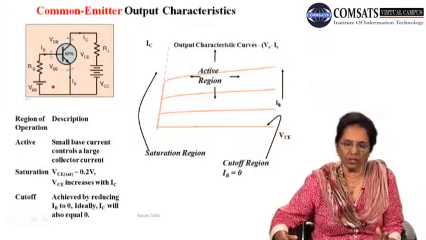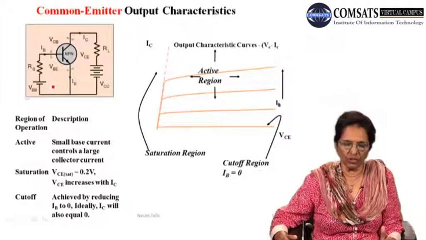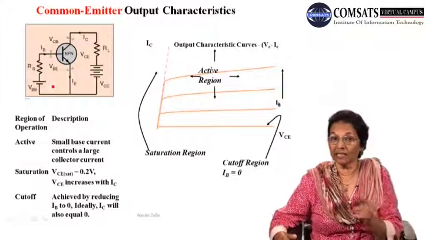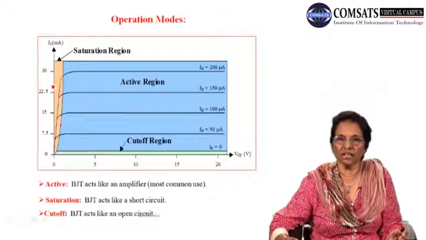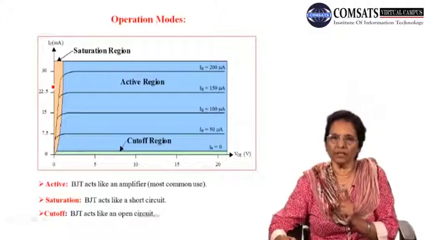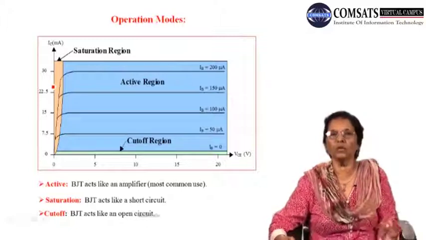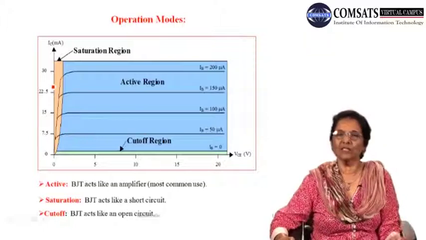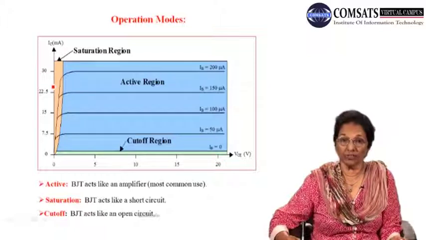So in this transparency, you would notice that in the active mode of operation, a very small base current controls a large collector current, and that we saw in one of the previous slides. In slide number 11, I had already remarked that the highest base current I have shown in this slide is 200 microampere, and you get approximately 30 milliampere current in response to this input base current.